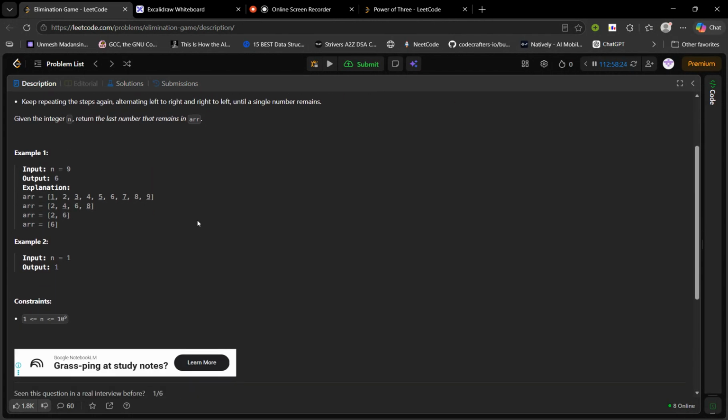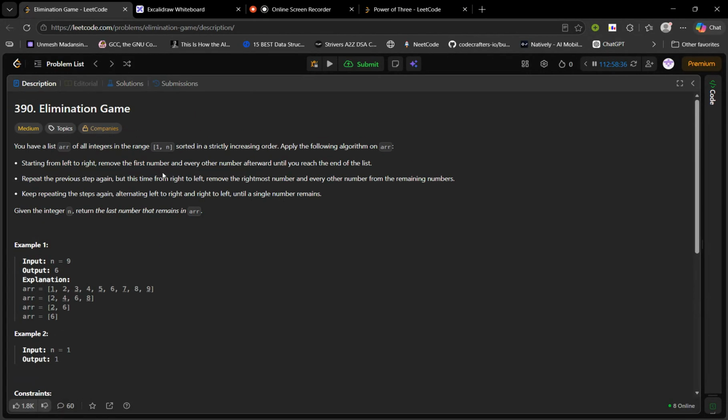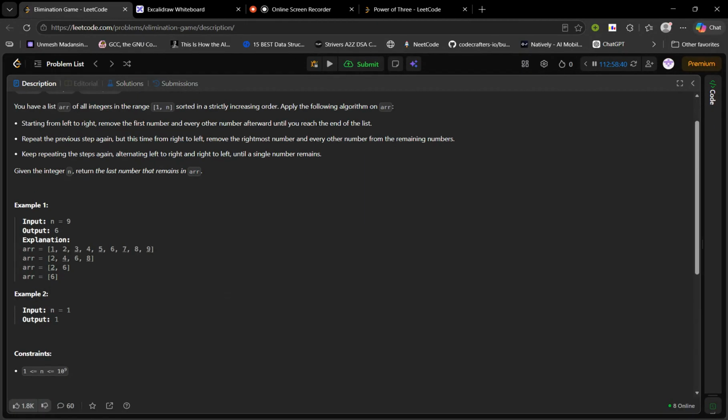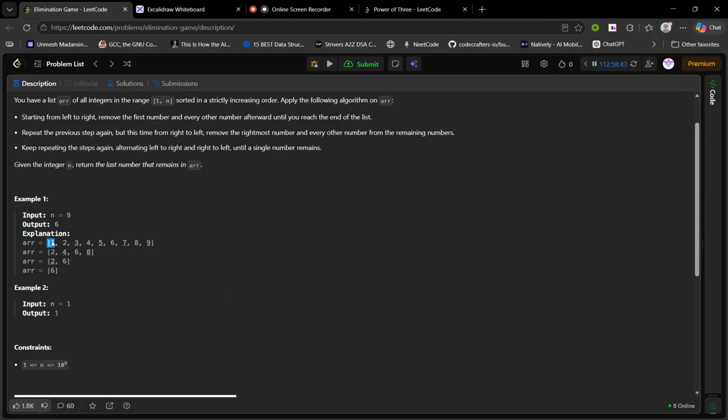So let us understand the question through an example. So n is 9. So that is 1, 2, 3, 4, 5, 6, 7, 8, 9. Okay. So first of all we have to remove from left to right starting from the first number. So 1, 3, 5, 7, 9. So one thing you can observe directly is that all the odd numbers are eliminated in the first round.